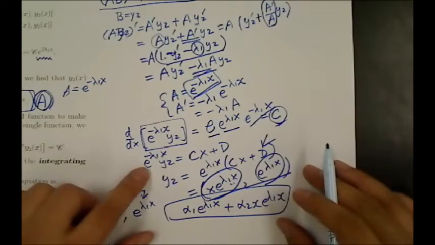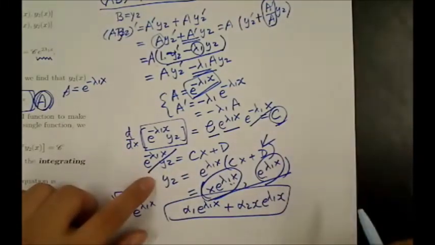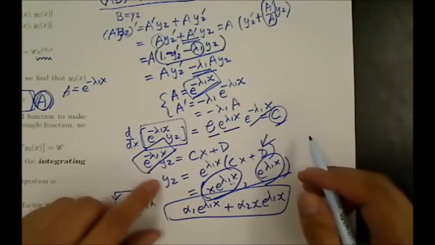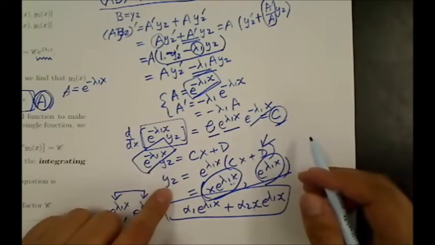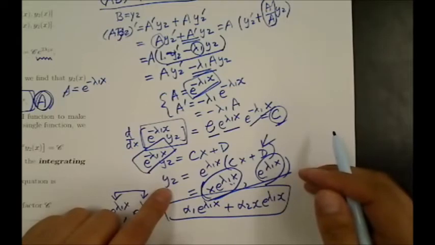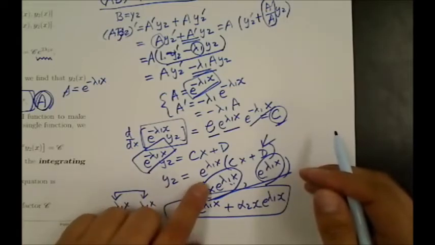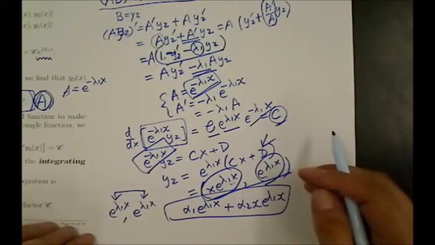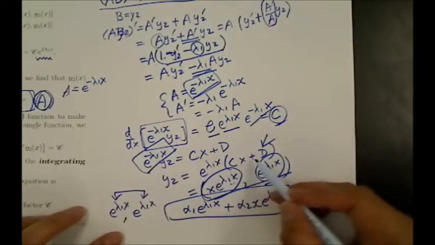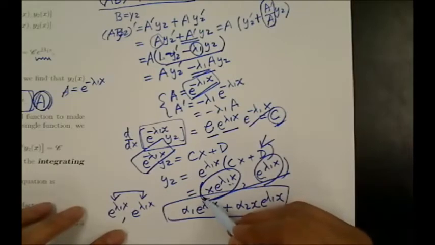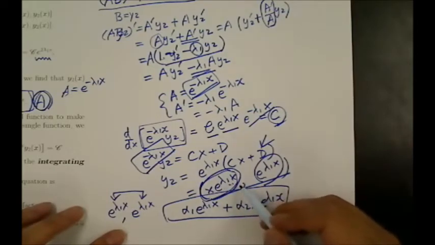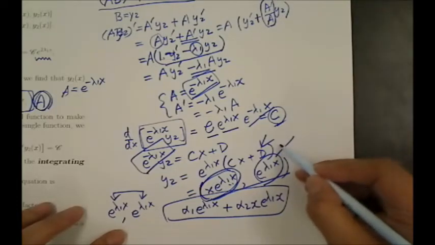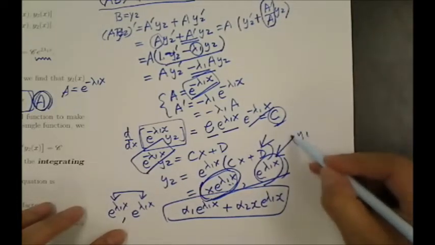If I multiply by the reciprocal of this function, then the left-hand side becomes y2. And y2 becomes exponential lambda 1x multiplied by cx plus d. Here, this is a linear combination of x exponential lambda 1x and exponential lambda 1x. We know that this is the first solution y1.